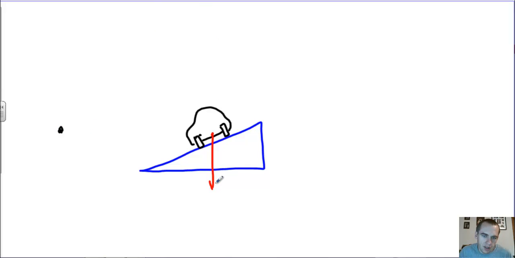If we look at our forces, we still have the force due to gravity, Fg. We still have the normal force, Fn, and then there's friction. But I don't know which way friction is acting, because if this car's going too fast, then it's going to try to drift up the incline, and so friction will try to oppose it and come this way.